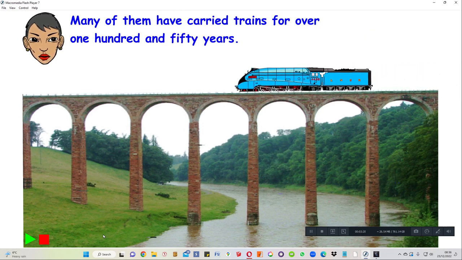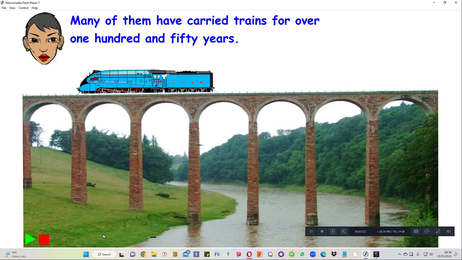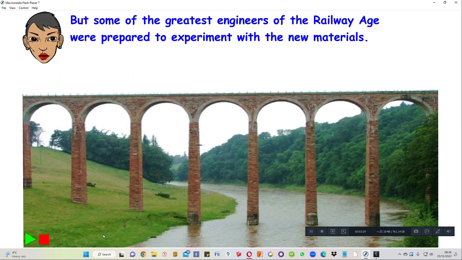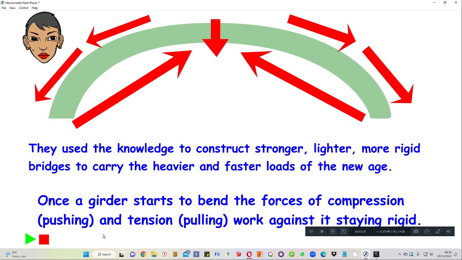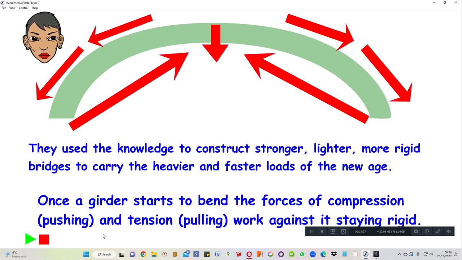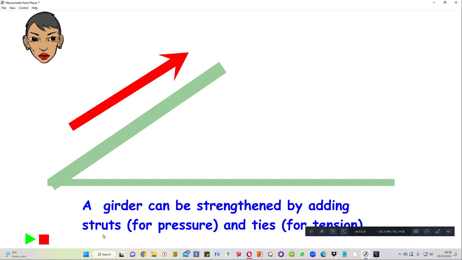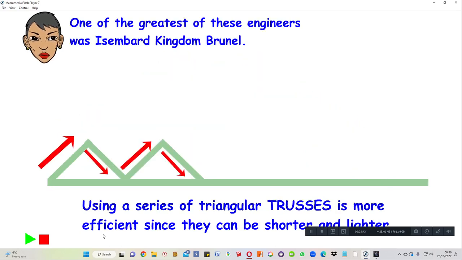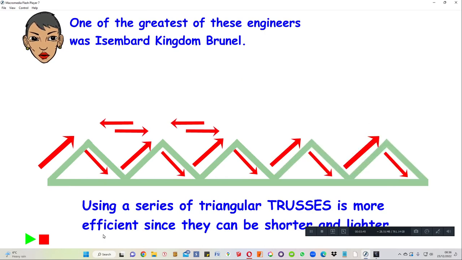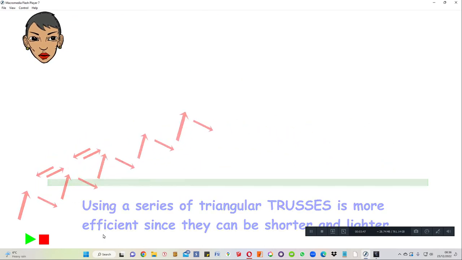Many of them have carried trains for over 150 years, but some of the greatest engineers of the railway age were prepared to experiment with the new materials. They had learned a lot about the way forces acted on structures. They used the knowledge to construct stronger, lighter, more rigid bridges to carry the heavier and faster loads of the new age. One of the greatest of these engineers was Isambard Kingdom Brunel.